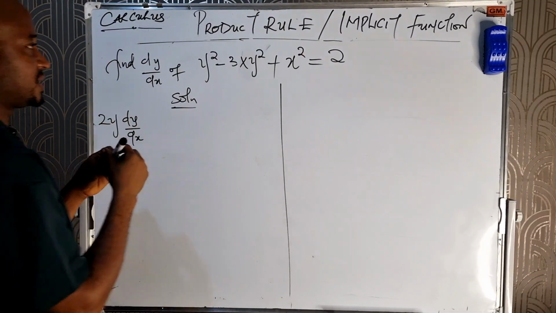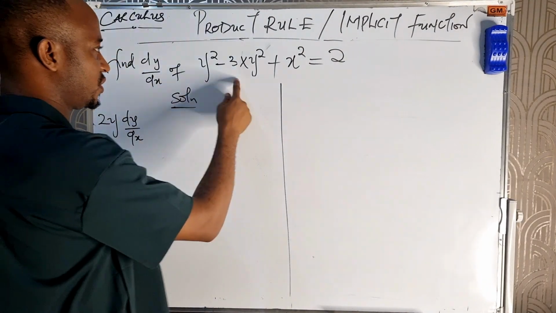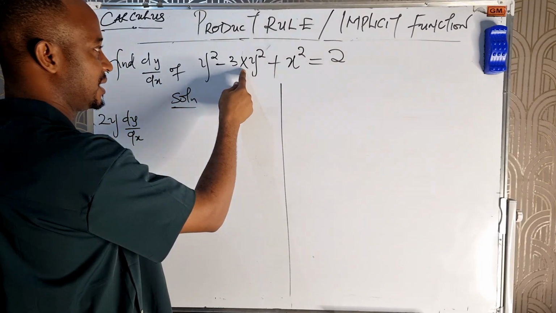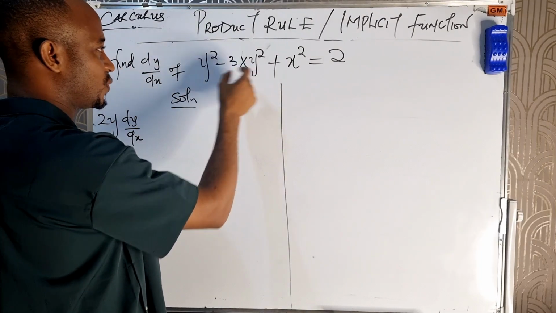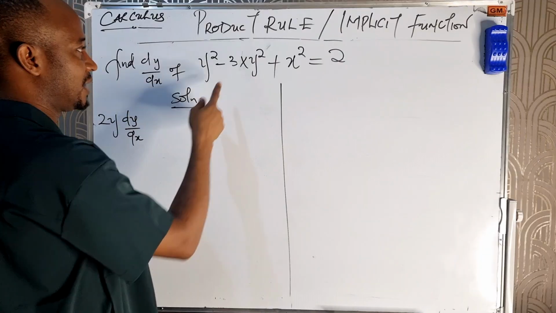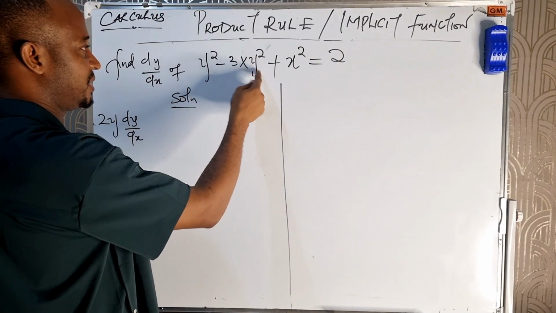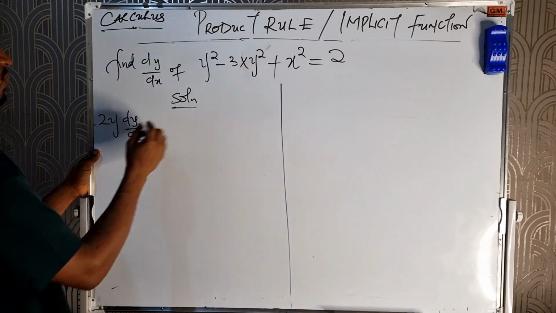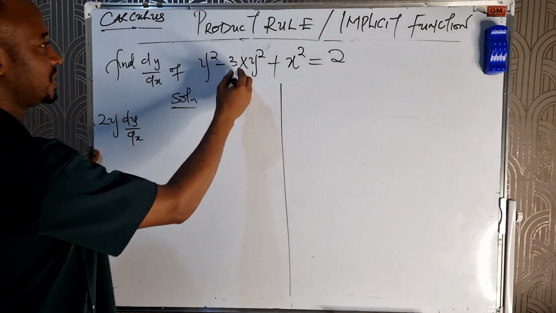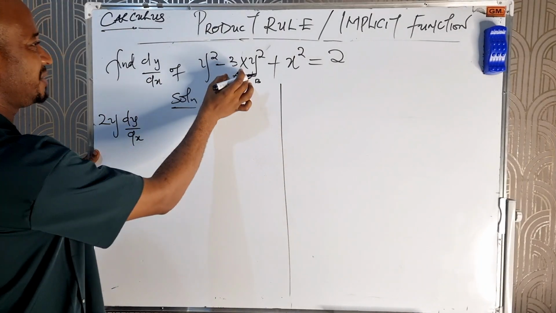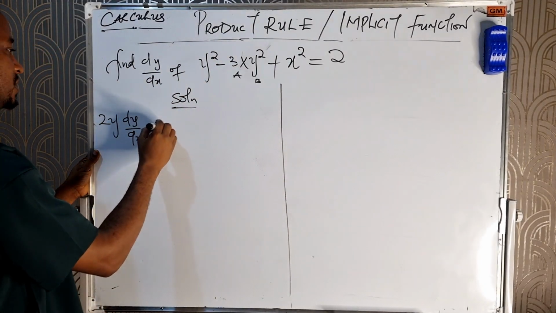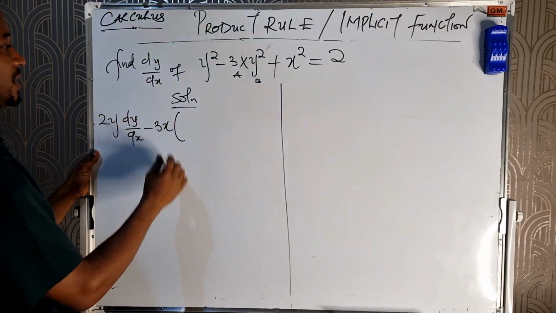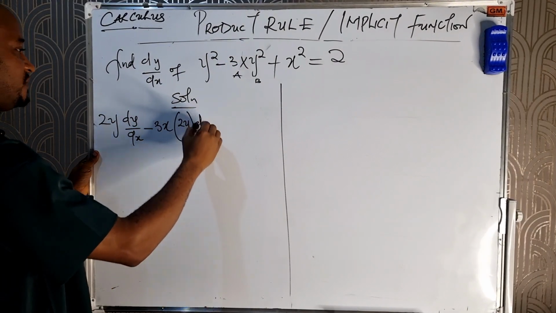Good. Now in this case, for this other term, I'm going to use the product rule. Here we have minus 3xy². So I will take minus 3x as a, then take y² as b. I repeat again, I will take minus 3x as a, then pick y² as b. Using the principle we have, we keep a constant first, meaning minus 3x is constant. Then differentiate y². That gives us 2y dy/dx.